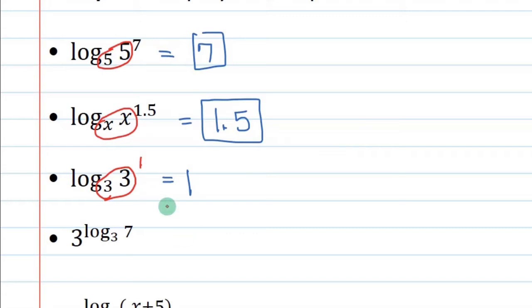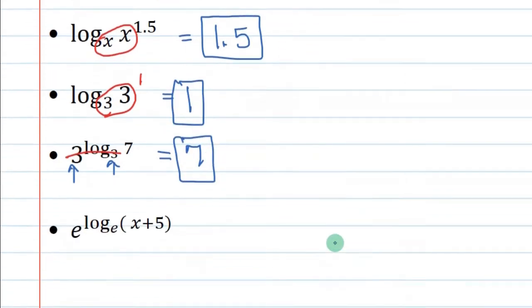How about here? This time we have an exponential. We have 3 to a power of something. And it just so happens that this base is 3, and the base of this logarithm is also 3. So that means these cancel out. And this is just a 7. And we'll box our answers here and here.